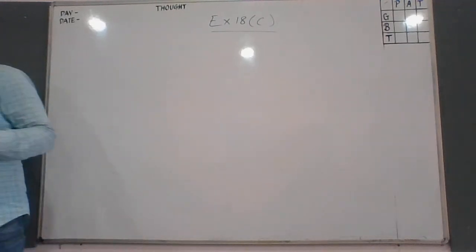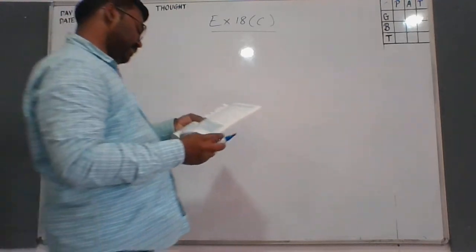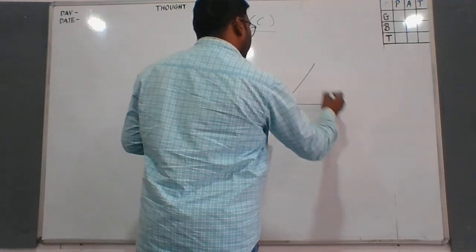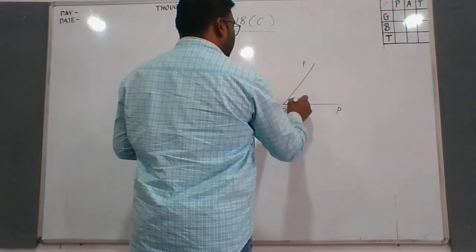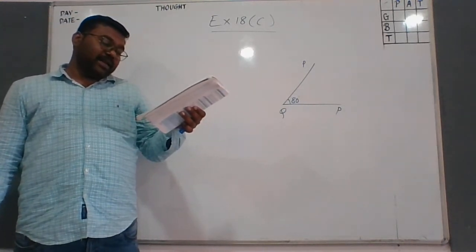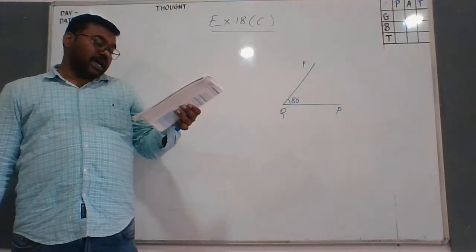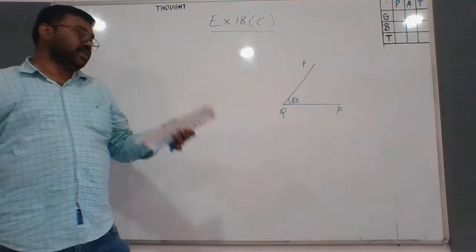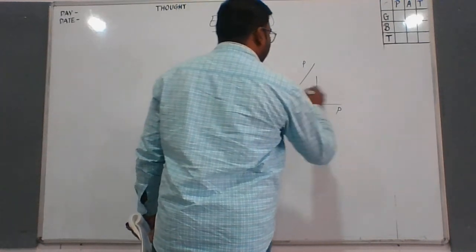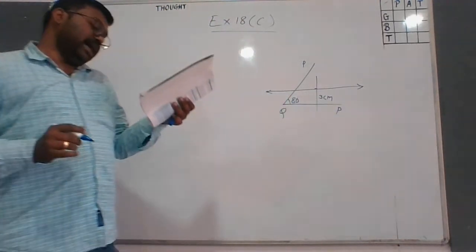Let us draw the rough diagram for it first. Angle PQR 80 degree. PQR 80 degree angle is this. Okay. So what we have to do with it? Draw a line parallel to PQ at a distance of 3 centimeter from it. Means we will draw like this. Suppose it is 3 centimeter, we will draw the parallel at 3 centimeter. Correct?